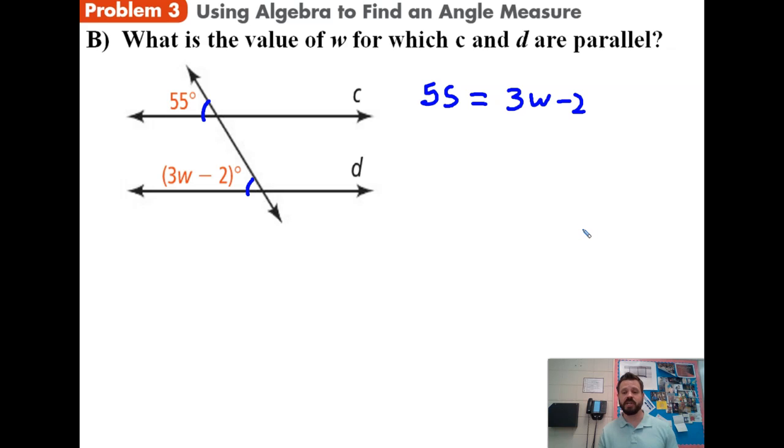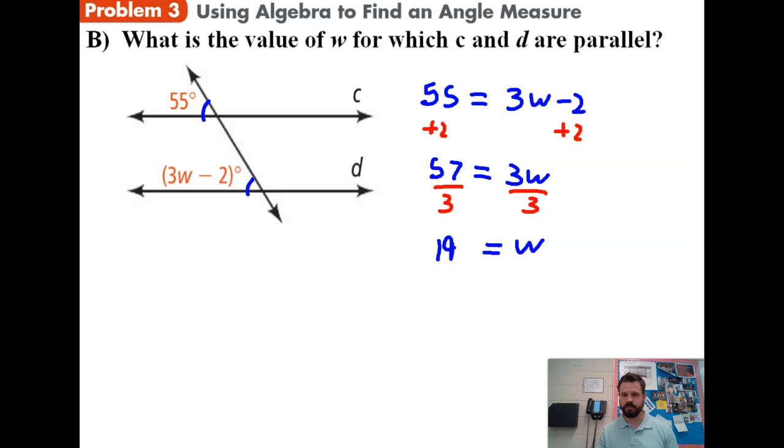And as far as which equation I set up, again, it's going to depend on what type of angle pair you're looking at. Okay, here we have corresponding angles. We know they're congruent, so we can just set those two angles equal to each other. Okay, let's solve this quick. I'm going to add 2 to both sides. That'll give me 57 is equal to 3W. And then I'll divide both sides by 3, and we end up with W is equal to 19.